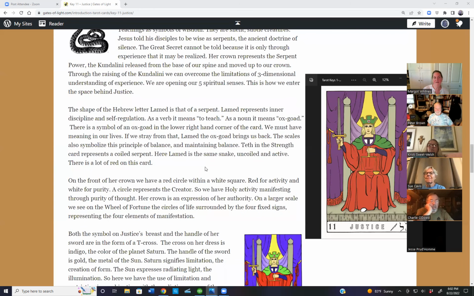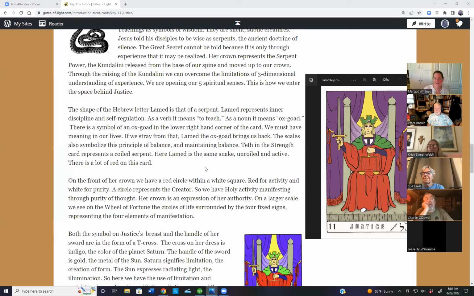The shape of the Hebrew letter Lamed is that of a serpent. Lamed represents inner discipline and self-regulation. No one else can get you there but you. And how you get there is to be really quiet and hang out with God. And then God will show you the way.